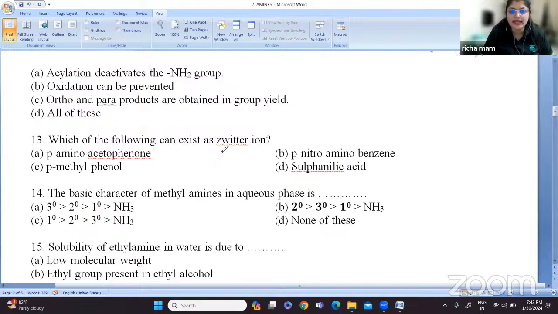Next one: which of the following can exist as a Zwitter ion? A, para-aminoacetophenone; B, para-nitroaminobenzene; C, para-methylphenol; and D, sulfanilic acid. Which of the following can exist as a Zwitter ion? Vedvati has answered it as D, sulfanilic acid.